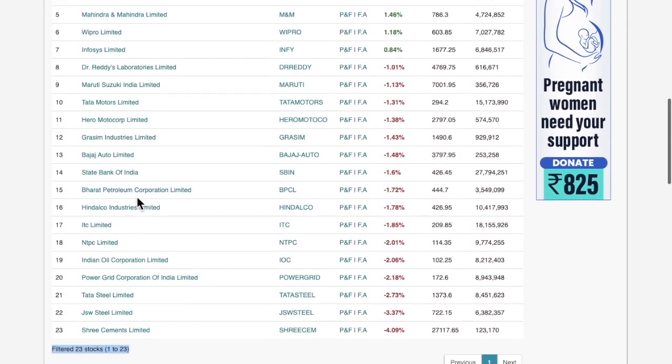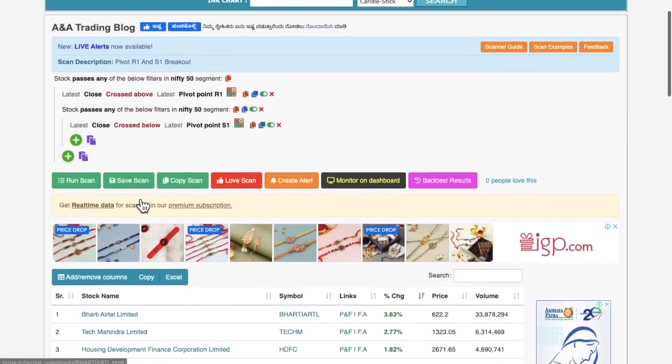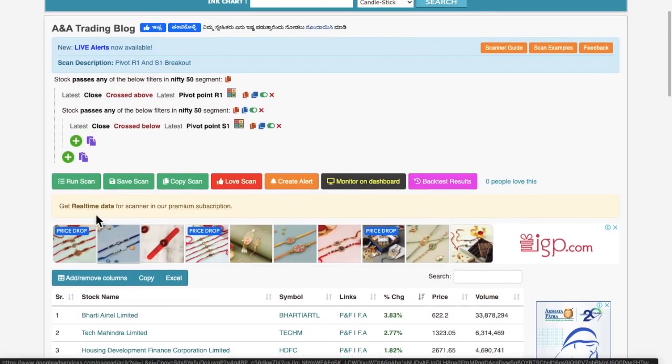Now tomorrow morning this list will get updated. Every 5 to 10 minutes you come here and click on run scan. If any stock breaks R1 or S1 level, it will get updated here. From here you can easily pick the stocks and trade in whichever is following our rules. Rules are very important. Only that will increase your success rate.